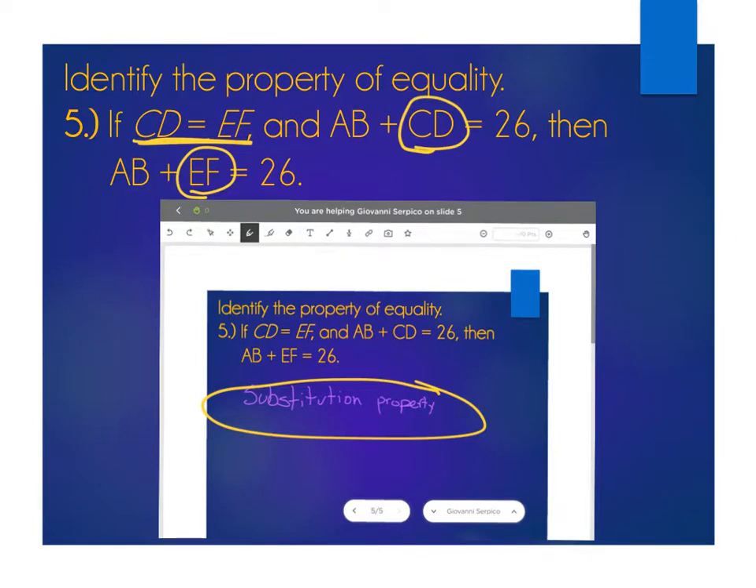Questions overall? So be careful, because this is also an if and then, kind of like your transitive property, but this is, you are taking something out and replacing it. It's not an if this, then that, and you're joining the two statements together. This is physically taking something out and replacing it with what it equals.